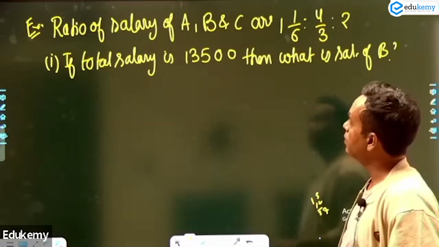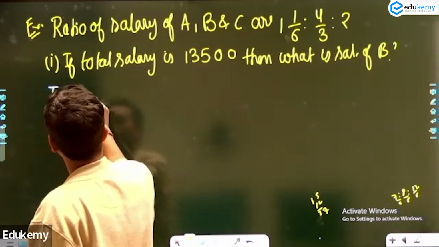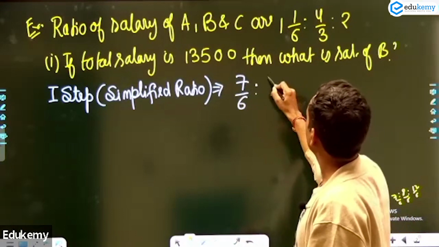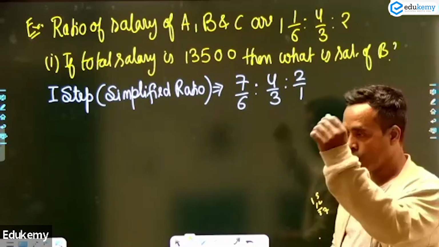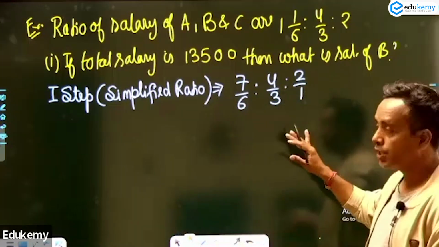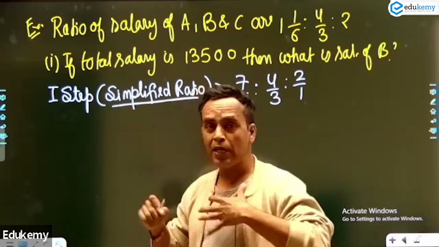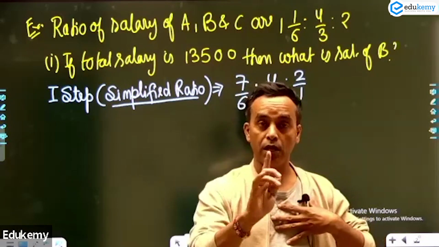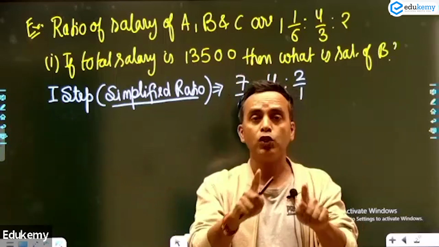If you want to solve this question, it is very, very simple. First step, always simplify the ratio. 6 plus 1 is 7, so it's 7 by 6, it's 4 by 3, it's 2 by 1. Now, what is the method to simplify the ratio for beginners? Simplifying the ratio means if I multiply all the ratio terms by any non-zero number, it will not affect the ratio. I'm going to repeat: if I multiply all elements by any non-zero number, the ratio will not change.